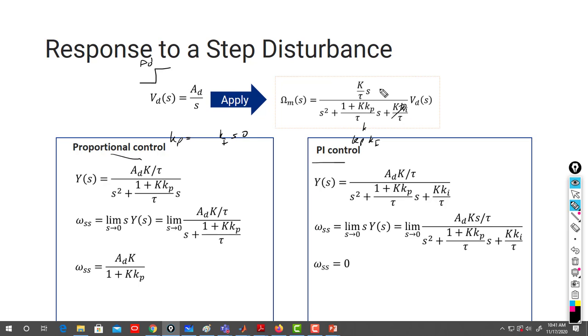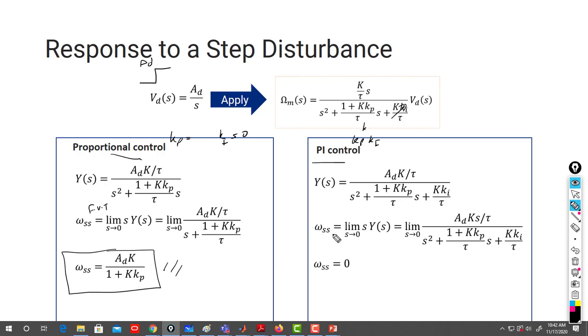Over S, then S with S, they go out. You remaining having this one. So then, what is my steady state value? My steady state angular velocity, using the final value theorem, you will find your steady state value is that. So then, the response to a step disturbance is not eliminated.